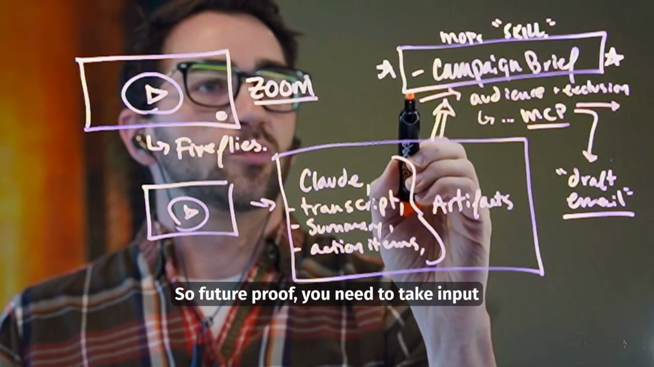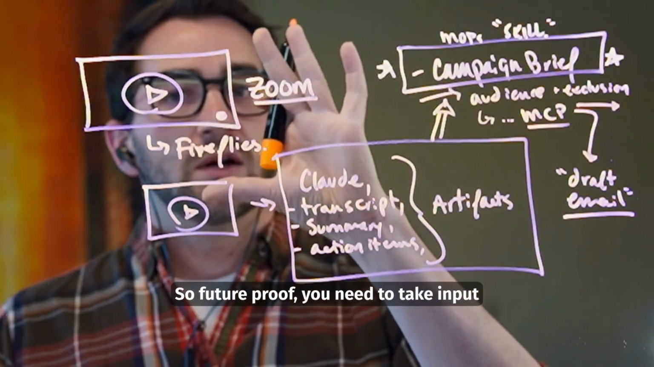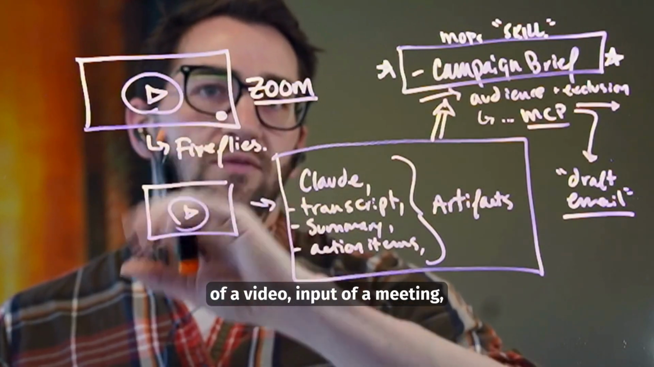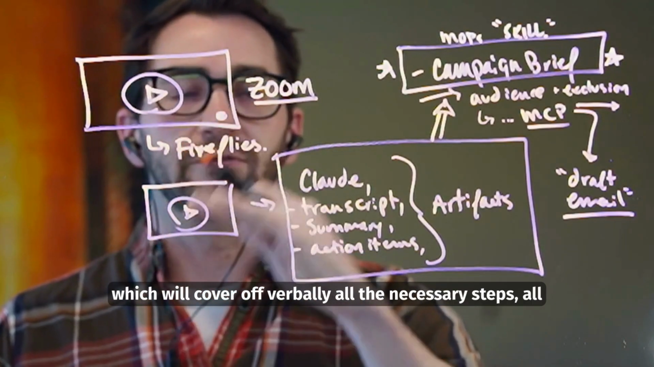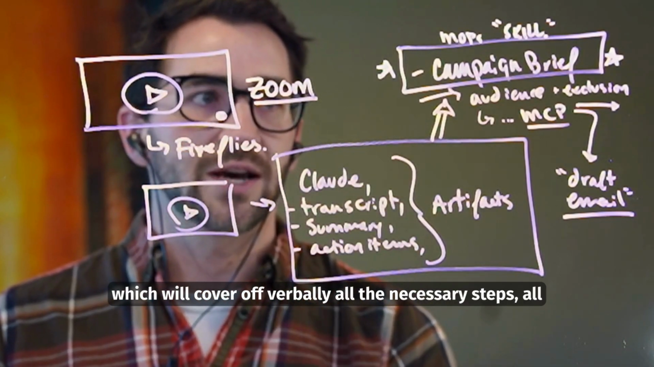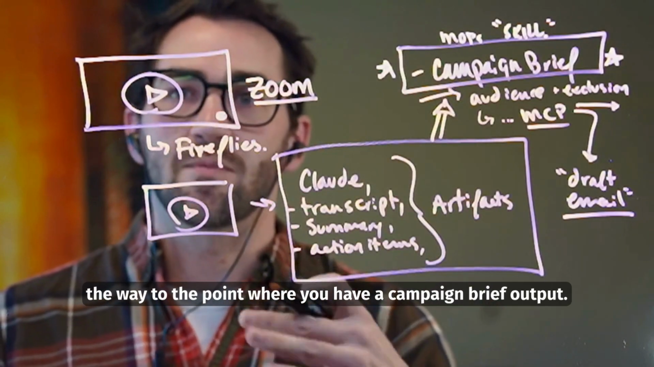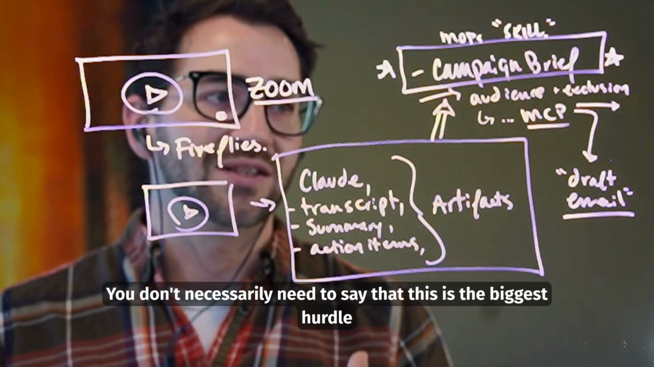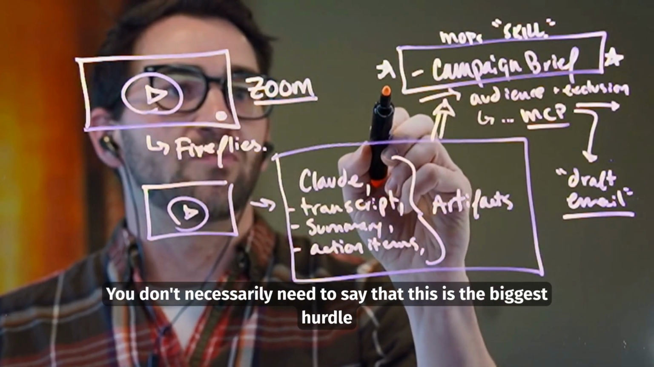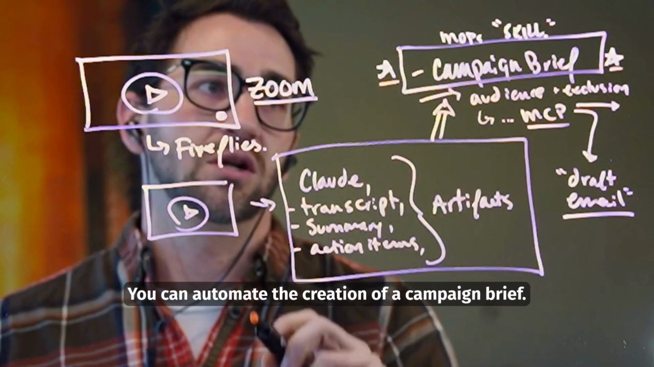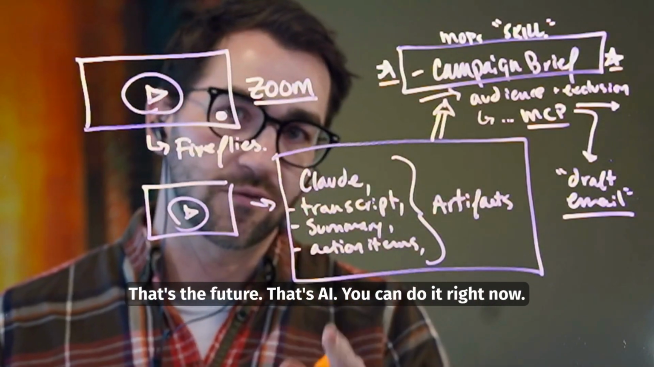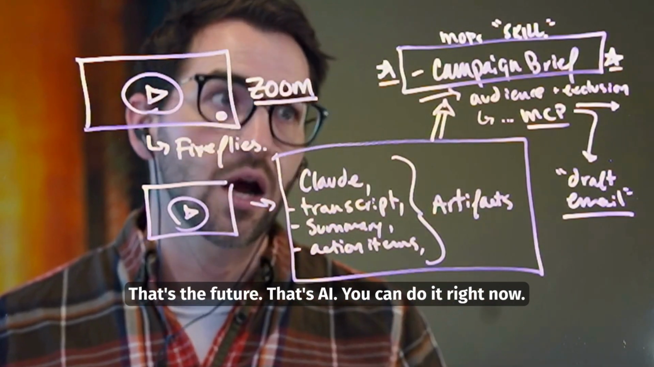So, future-proof. You need to take input of a video, input of a meeting. Make sure that you have an agenda for the meeting, which will cover verbally all the necessary steps, all the way to the point where you have a campaign brief output. This is the biggest hurdle for any of your marketing managers. You can automate the creation of a campaign brief. That's the future. That's AI. You can do it right now.